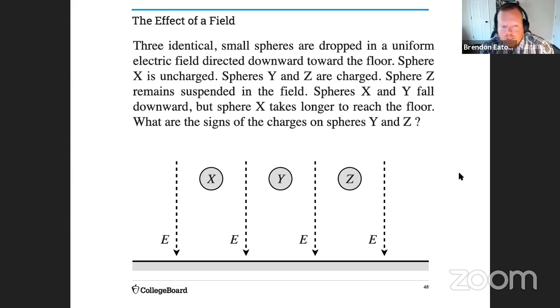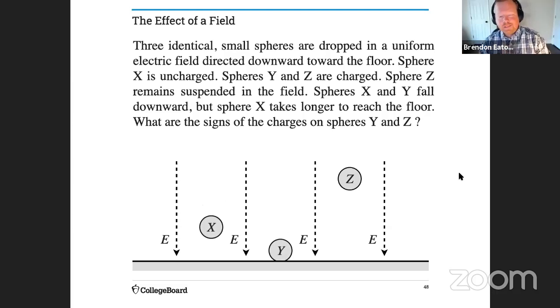So knowing that sphere X is uncharged, what force is the only force that's actually being applied to sphere X? Well, it's just the gravitational force, and it points downwards. Now, sphere Z, I'm skipping Y for now. I want to talk about Z really fast. If it remains suspended in the field, I know I still have a gravitational force pointed downwards. And if it's suspended, that means the net force is 0. So I must have an equal but opposite direction force that's pointed upwards. And that force needs to be caused by the electric field in this case.